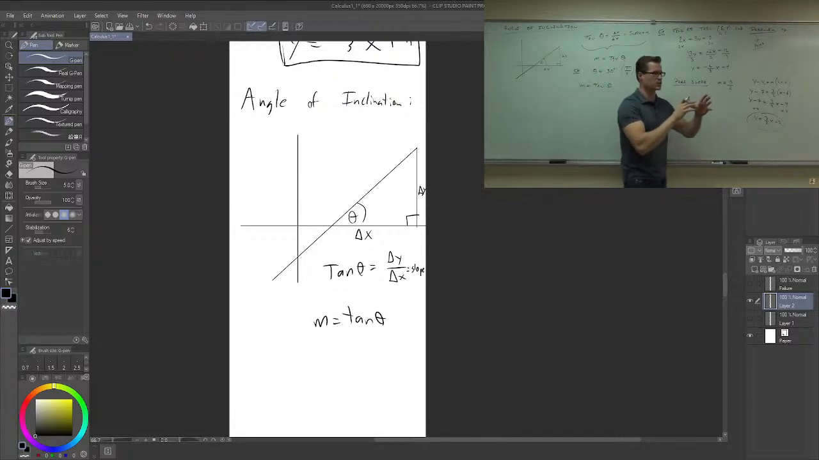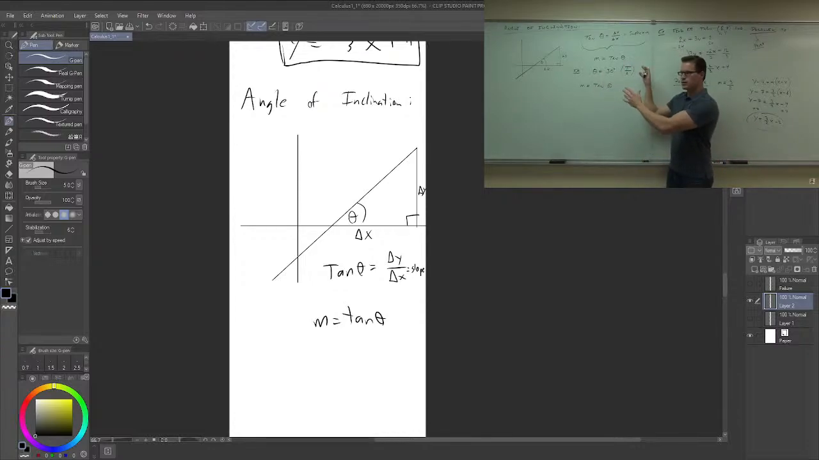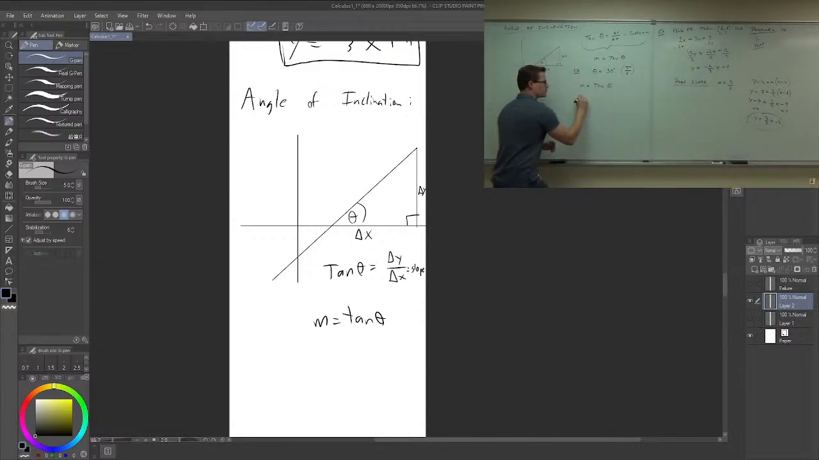You know that the slope is equal to the tangent of that angle. What's our angle? 30 degrees. So if I plug in my 30 degrees, or I plug in my pi over 6, that's the same angle. Then I know the slope I'm looking for is equal to the tangent of pi over 6 or 30 degrees, whatever you want to work in. I like pi over 6.